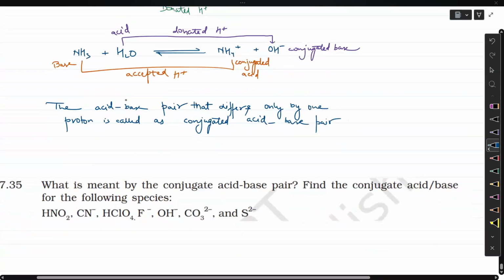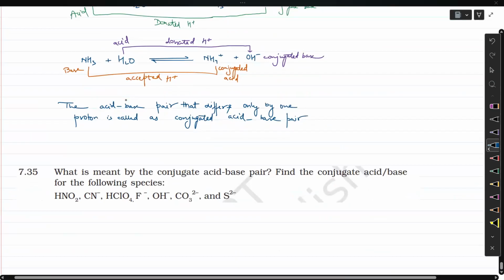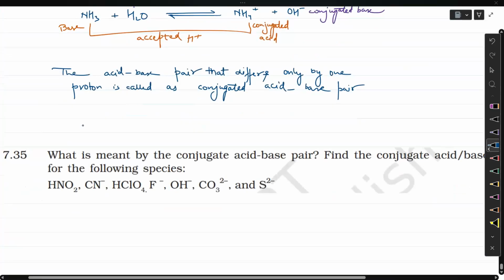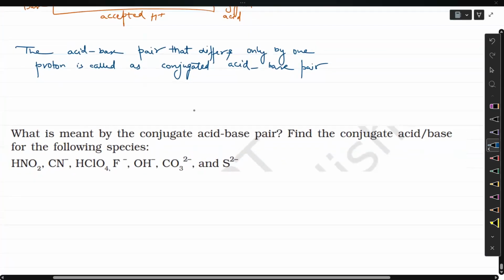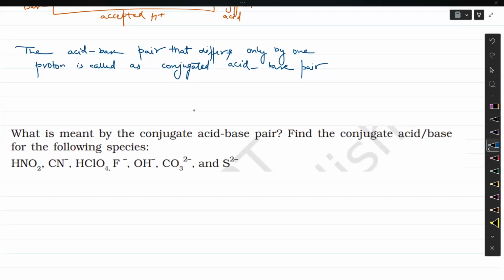Now let's see how to solve this question. This question is mentioned in your NCERT. What is meant by an acid, the conjugate acid-base pair? In a conjugate acid-base pair there is only a difference of H plus, or we can say a proton. Is this making sense?